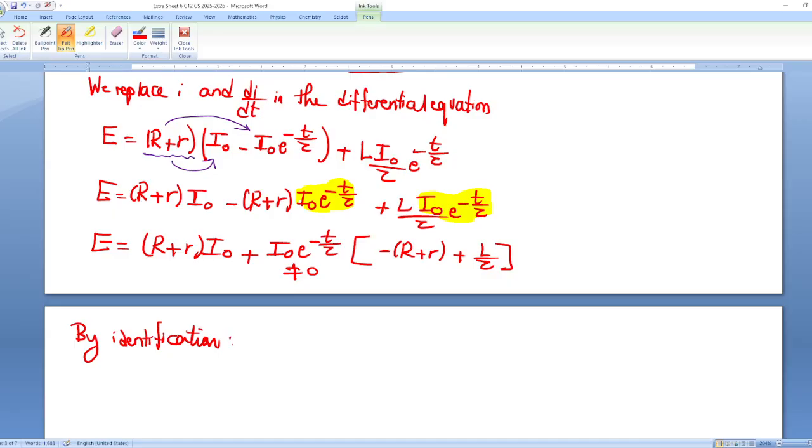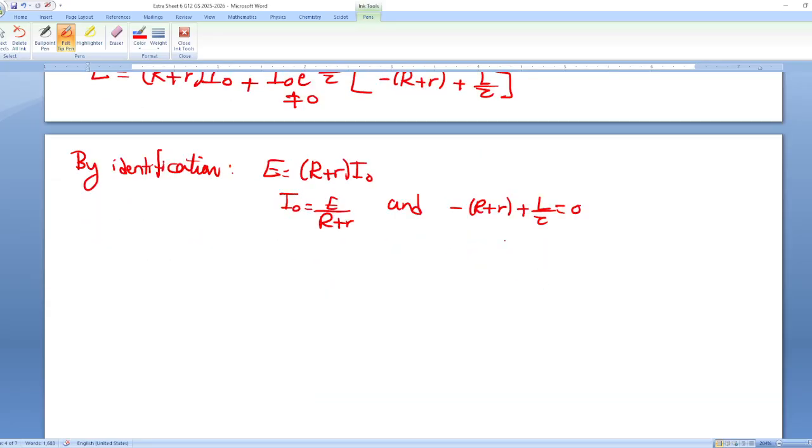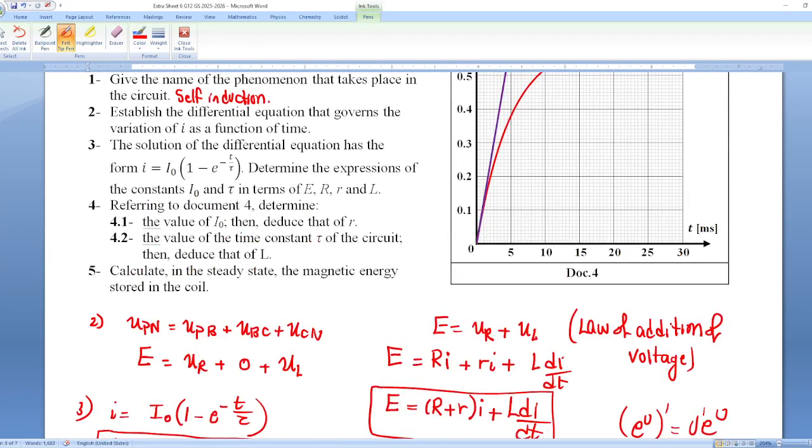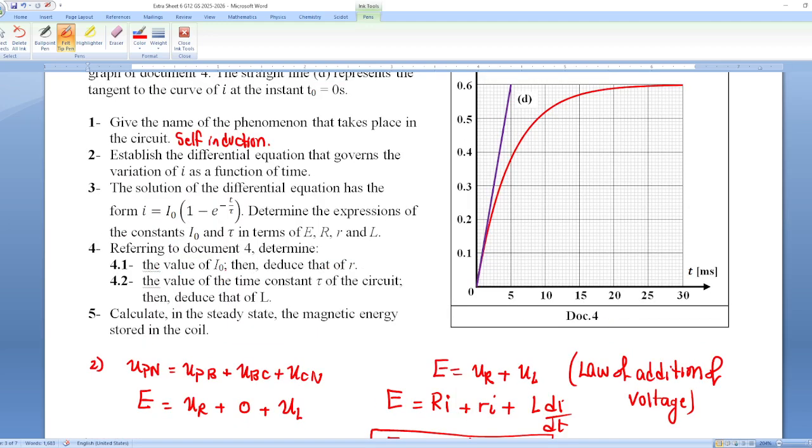By identification, we have E equals R plus r times I0. I0 equals E over R plus r, and minus R plus r plus L over tau equals 0. That means L over tau equals R plus r, so tau equals L over R plus r. Referring to document 4, determine the value of I0.